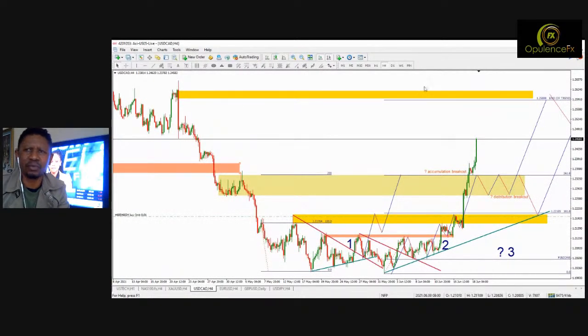1.2588 could be slightly up. 1.256, 1.26 would be the highest, but this is where the price is going to be hovering. What an amazing move by the USD CAD.